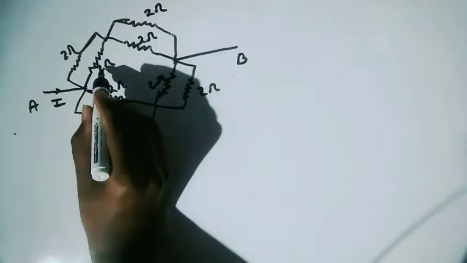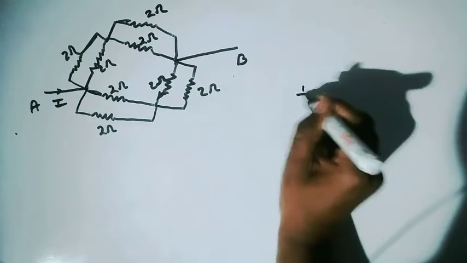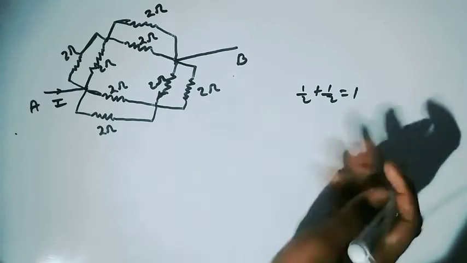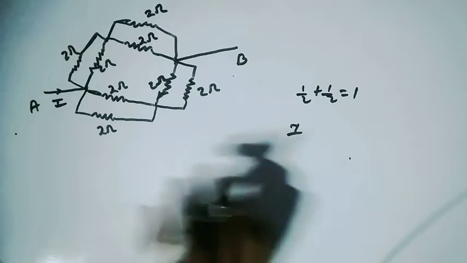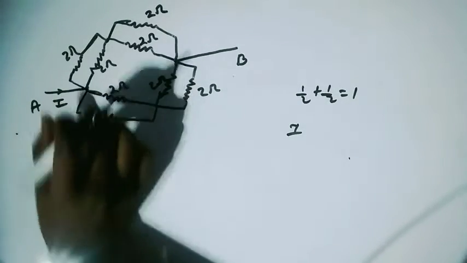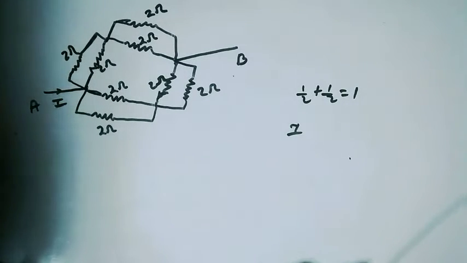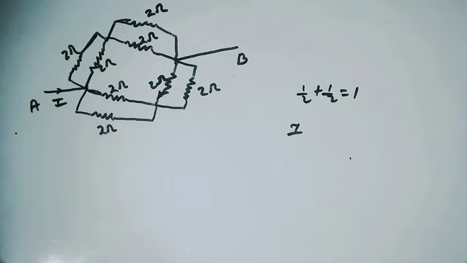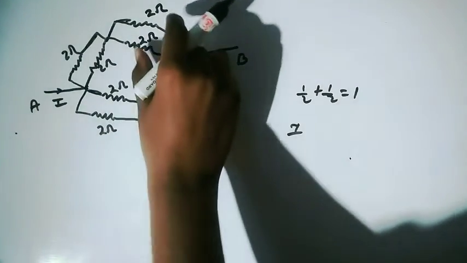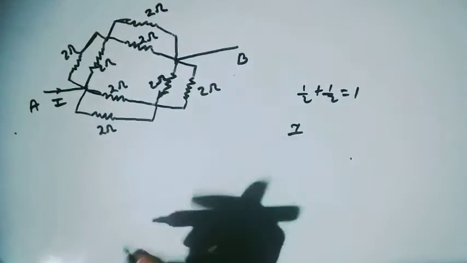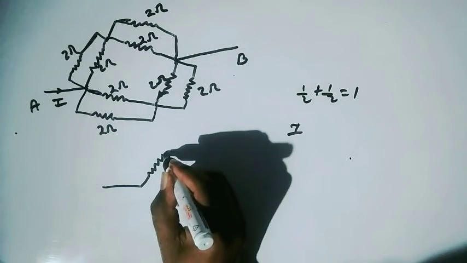So the equivalent resistance of these two is 1. See, 1 by 2 plus 1 by 2, which is 1, and take the reciprocal of this, so it will also be 1. So let me replace these two by a 1 ohm resistor. Similarly, this and this also by a 1 ohm resistor. So we will get a figure like this.